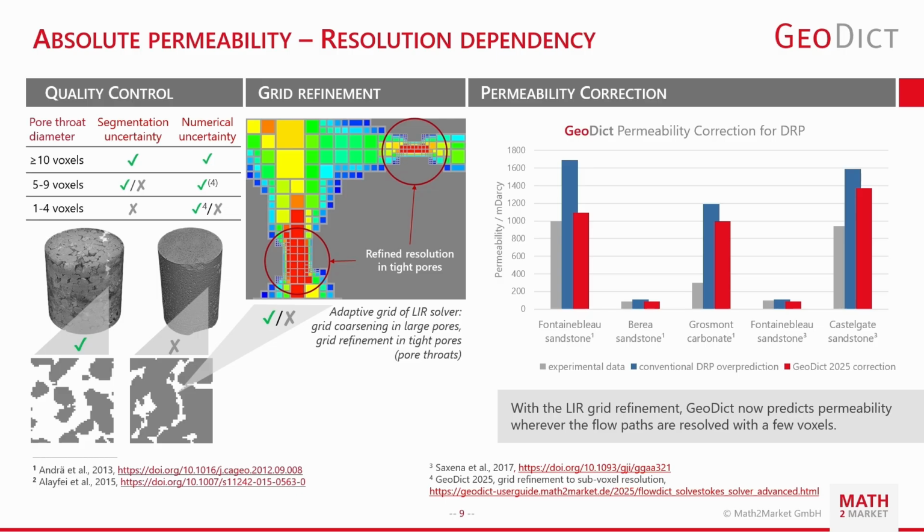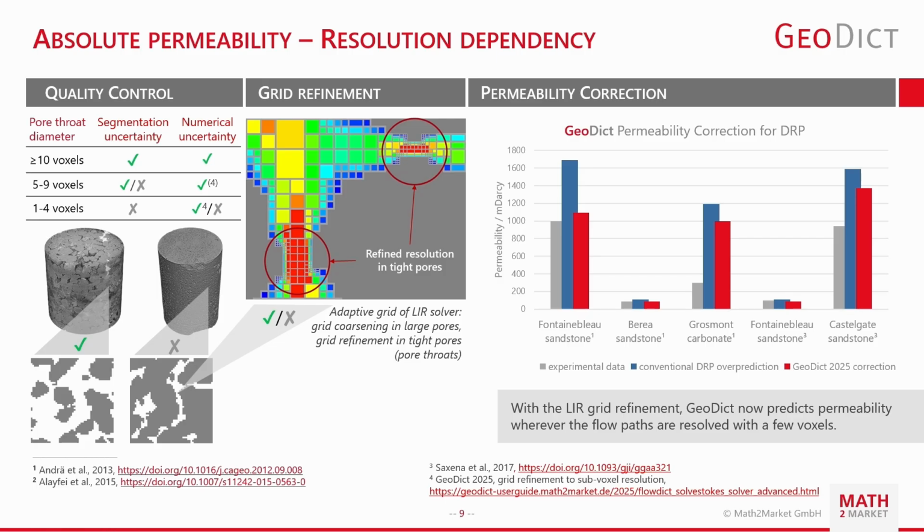for absolute permeability predictions. We also did a case study analyzing a few different rock samples that are publicly available and where experimental values have also been provided. In this case, we saw a quite nice drop in the absolute permeability towards the experimental values for most of the rock samples. But for example, in this Grossman carbonate, we still saw quite some discrepancy between the corrected absolute permeability prediction and the experimental values.